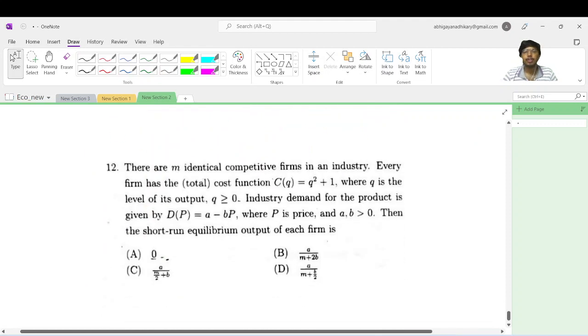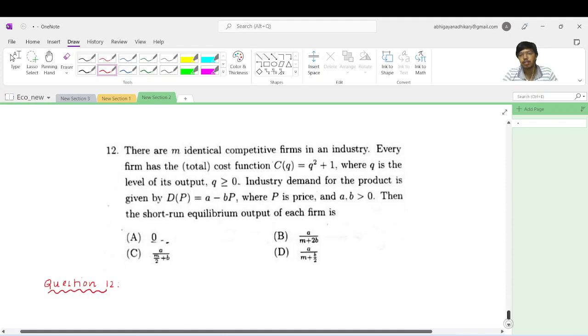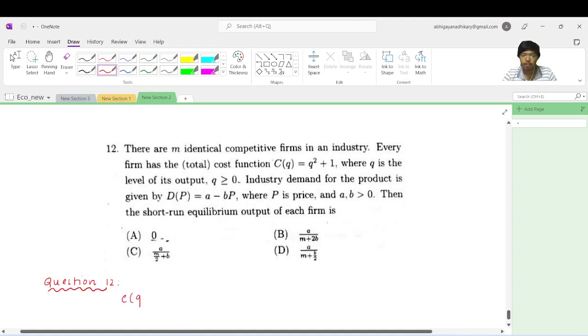Now coming to the next question, which is question number 12. This is a straightforward question from competitive markets. Here we know that the cost function of each firm is given by q squared plus 1, and every firm has this, and the industry demand, D as a function of p, is equal to A minus B p. We are told to find the short run output of each firm.